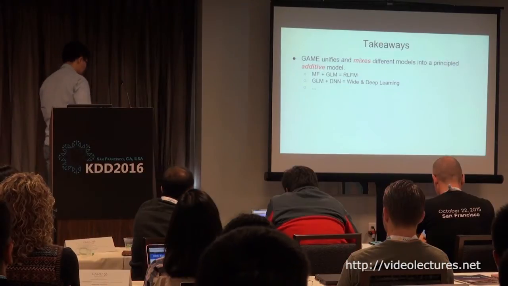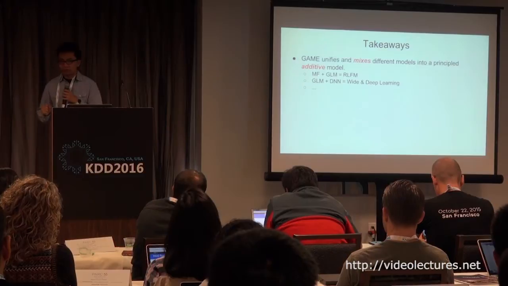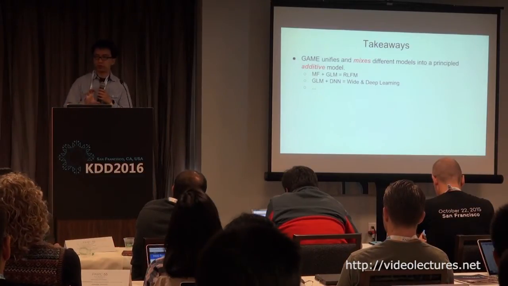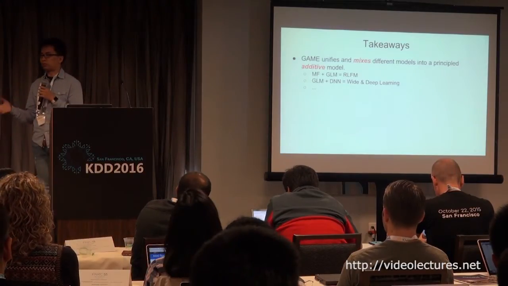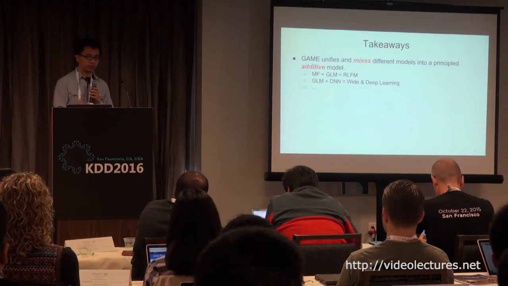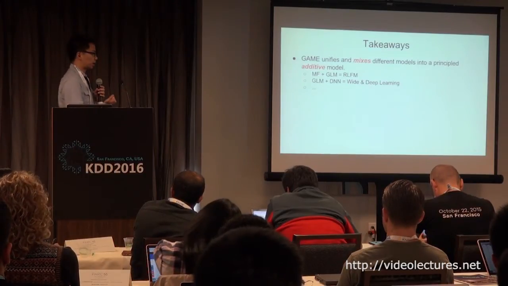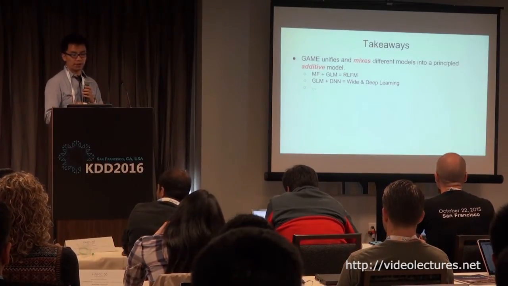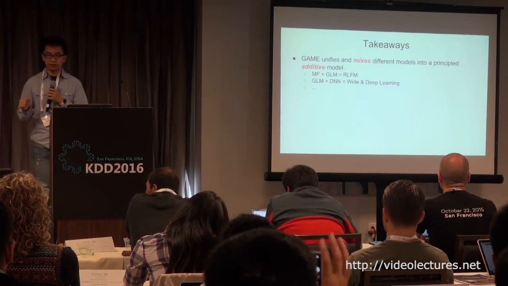Okay, so let's conclude our brief background for this hands-on tutorial. So those are the models. We saw different models, and we know that trying different models using different libraries, the context switch may be very expensive. So we designed a framework, optimizer and library, which is called GAME, that unifies and mixes different types of models into a principled additive model.